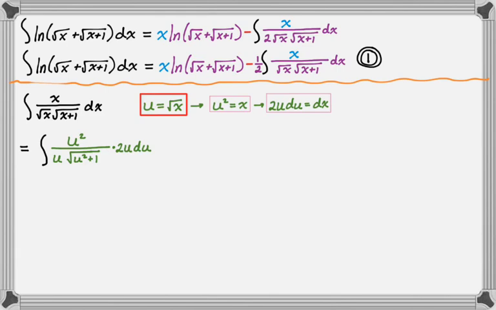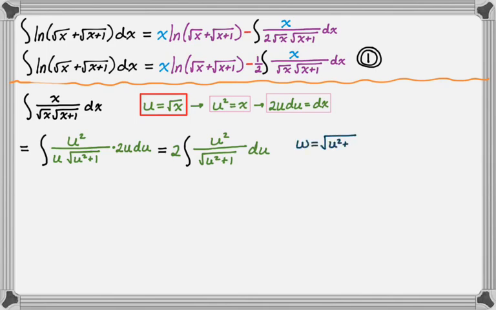Let's rewrite this, because we have a 2u in the numerator and a u in the denominator, so we can cancel that. I'm going to take the 2 out of the integral. So we're doing 2 times the integral of u squared over radical u squared plus 1 du. This integral looks like a substitution, so I'm going to try a substitution and see what happens.